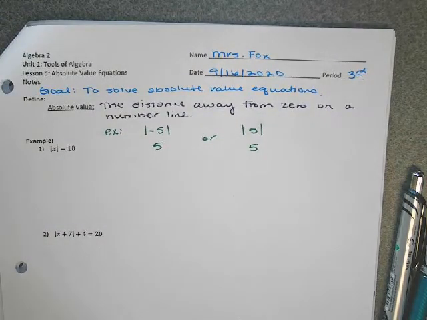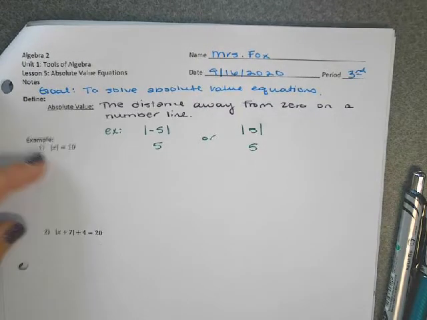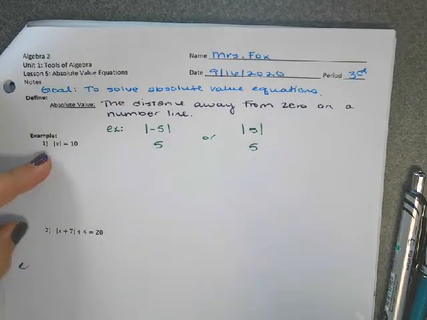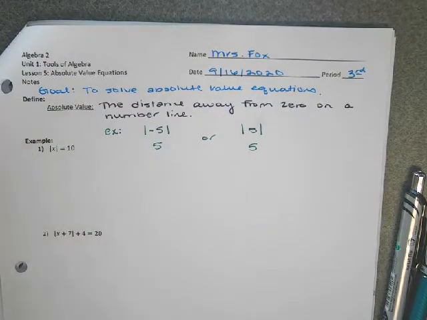And I wanted to do something simple like that so you guys remember what absolute value looks like. How do you treat it? These straight up and down brackets, those are absolute value brackets. So that's something you guys have worked with in the past.